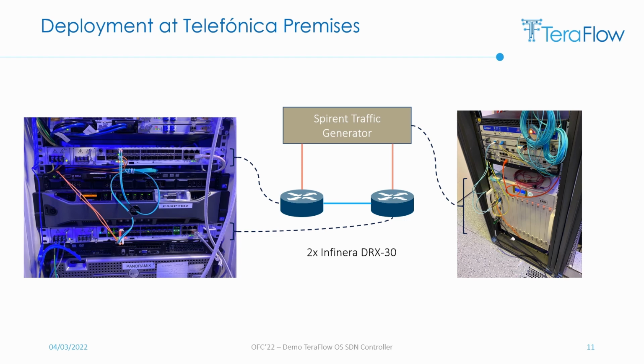The packet layer at Telefonica premises is illustrated in this figure. As can be seen, two Infinera DRX routers are interconnected back-to-back and connected to a Spirit traffic generator. On the left-hand side of the figure, the two routers are connected by means of the blue optical fiber, and on the right-hand side, the Spirit traffic generator is connected to the routers by means of the orange fibers.